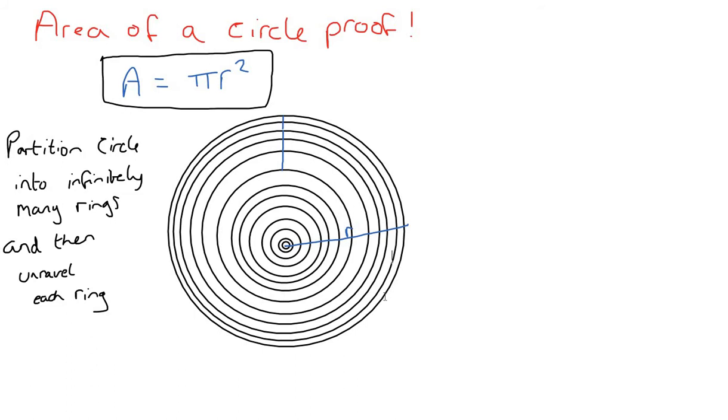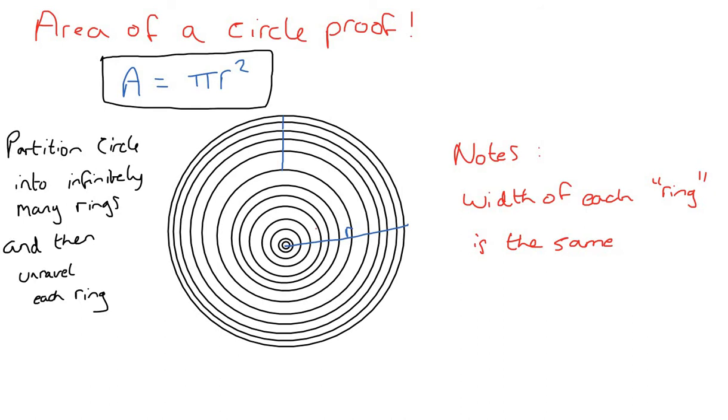Okay, so again, reminder of the method, we're going to unravel each of these rings, and now in practice there'd be infinitely many, but for the sake of my diagram we've kept it nice and simple. A few things to note. The width of each ring is the same. And of course, the circumference of a circle is 2 pi r. Okay, this is really important. I mentioned it earlier, and now the magic is going to come together.